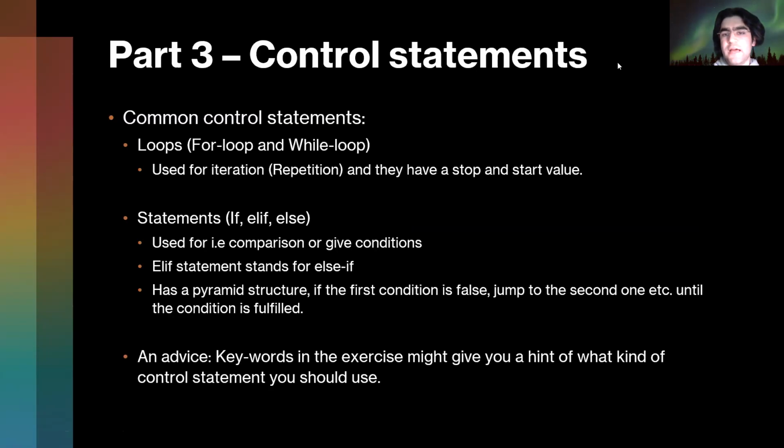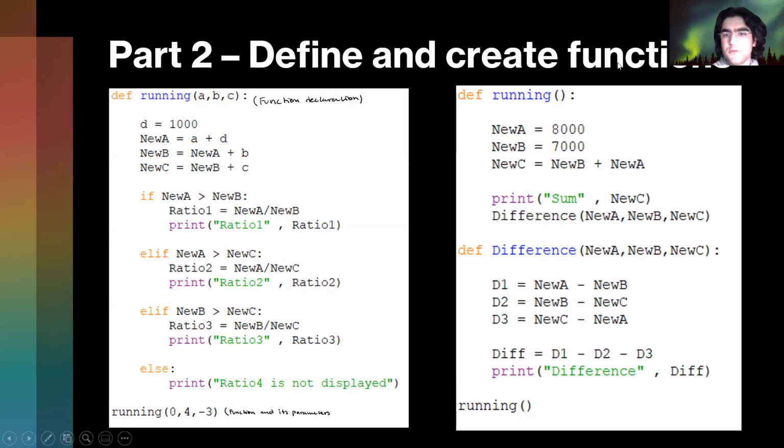Now in this case, I have 2 different functions which I've declared. And when you declare 2 functions, you need to have the header def ahead of the function. So in this case, def, then you have the name of the function, which is running. And in this case, you have 3 input parameters, A, B, and C.